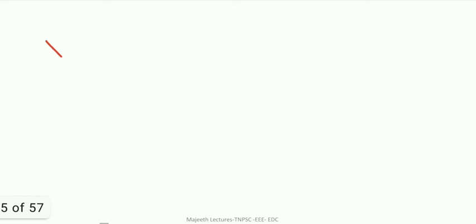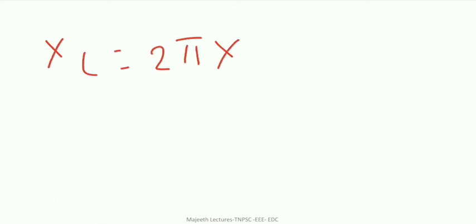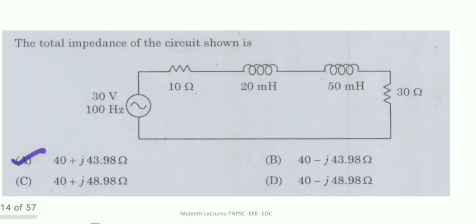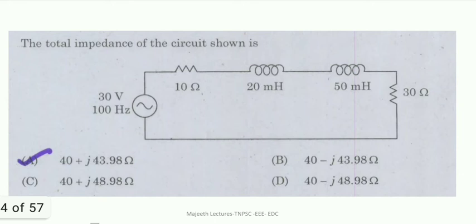XL is equal to omega L. Omega is equal to 2 pi F. F is 100 they have given. L is 70 millihenry, 70 into 10 power minus 3. If we simplify, what you get is 43.96. That is your XL. So what is the answer? 40 plus 43.96. I think it is closer. So 43.98 is the correct answer. So option A is the right answer.